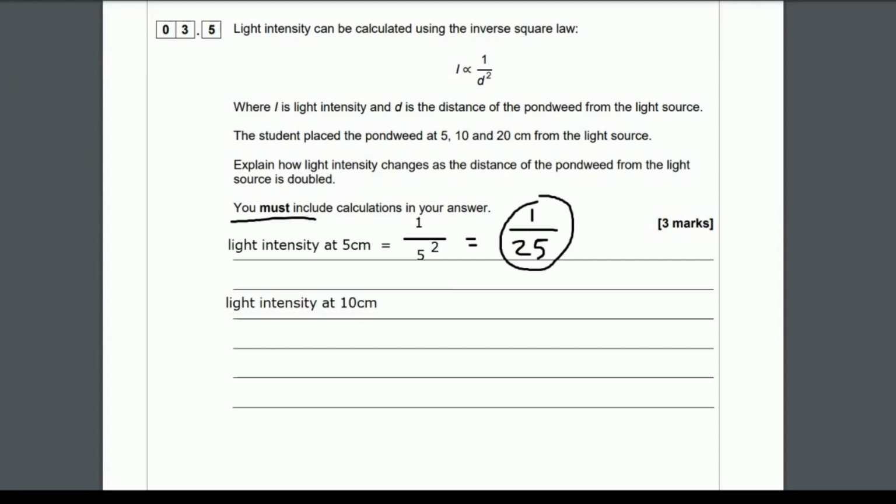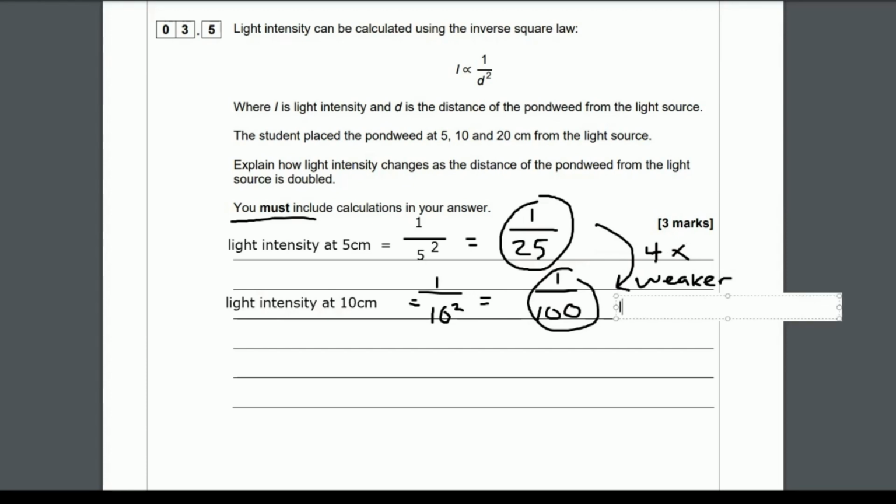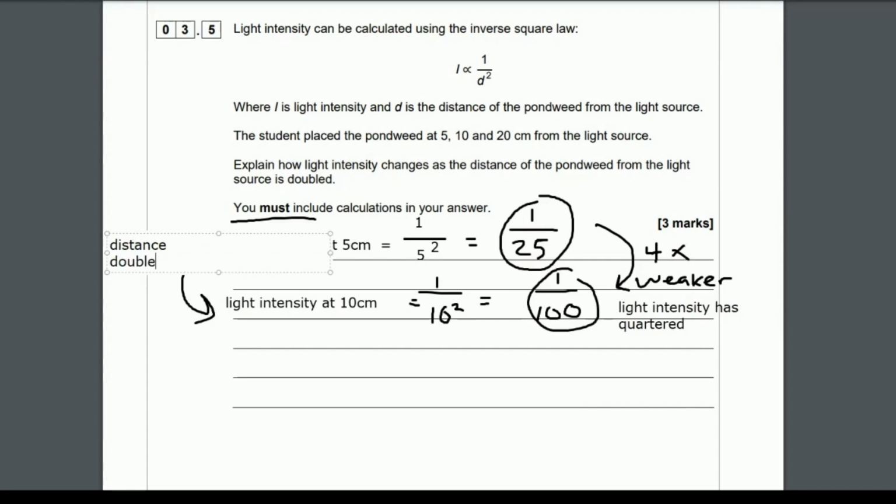So light intensity at 10 centimeters is equal to 1 over 10 squared. What's that when we square 10? It's 100. So the light intensity has changed. What's happened to it? It's got 4 times weaker. It's gone from 1 over 25 to 1 over 100, so it's quartered. We can say light intensity has quartered. So it's got 4 times weaker. Well, what happened to the distance? Distance was doubled. So as you double the distance, it doesn't get half weaker, it gets 4 times weaker.